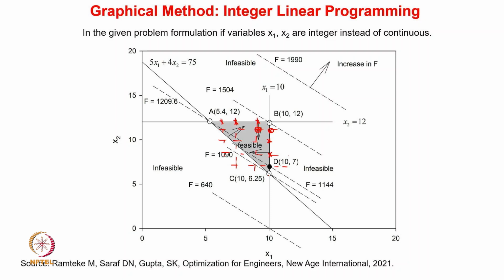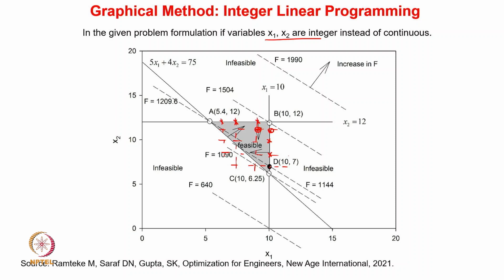But when we impose this additional constraint that x1 and x2 should be integer, my optimum solution is this point D, at which I get type 1 machine equals 10 and type 2 machine equals 7. And you can see that at this particular point, my objective function value is 1144. Now, the important point to note here is that this optimum solution is not lying at the corner. In fact, this can be anywhere in the subspace. In this particular case, it happens to come at this constraint boundary here. It is not the corner solution, but it is still at the constraint boundary. It's not necessary.